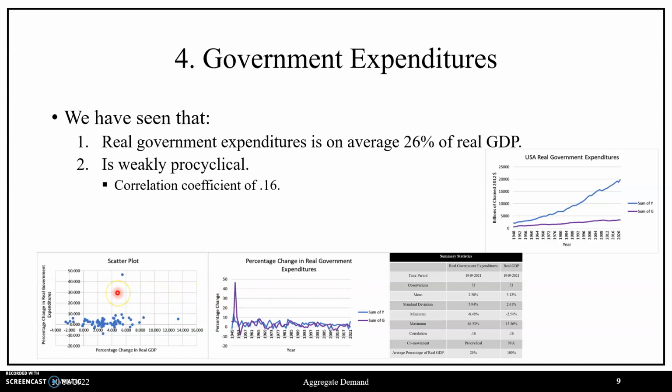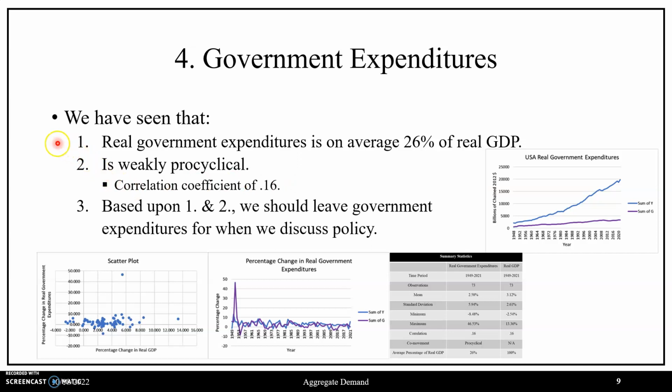We also saw this in our scatter plot, in which we generated a mostly horizontal cluster of points in which there was a slight upward trend, so we concluded a weakly procyclical variable, where if we were to also calculate the correlation coefficient, we would generate a positive 0.16, where with the value being positive, this indicates procyclical, but with the value being closer to 0 than it is to 1, it would be weakly procyclical.